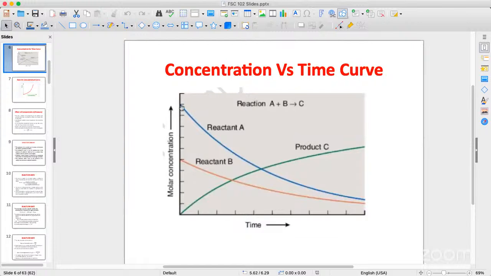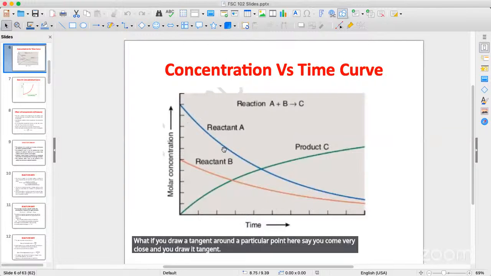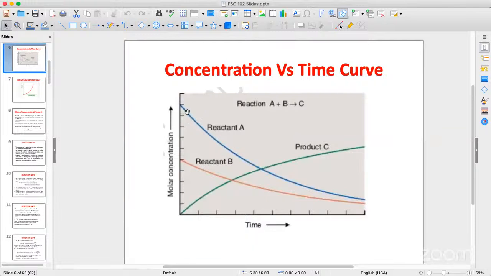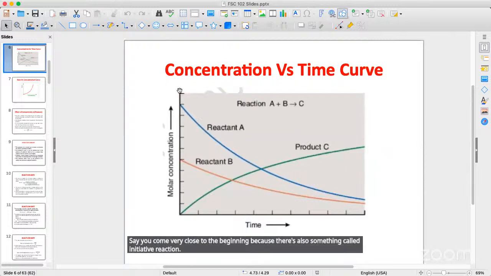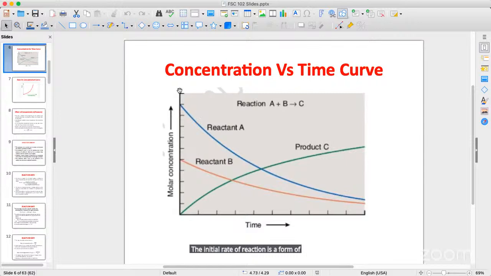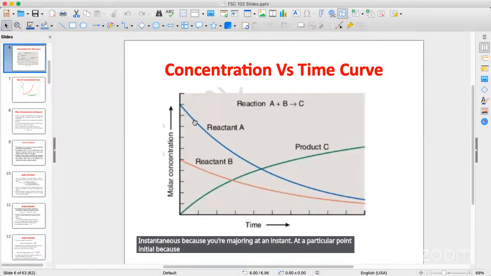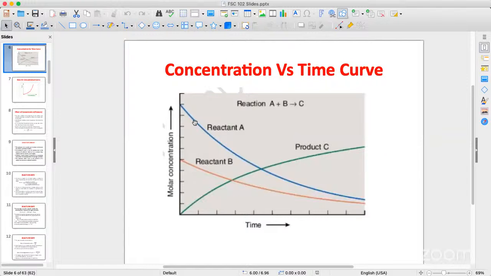But if you draw a tangent around a particular point here, say you come very close to the beginning, because there's also something called the initial rate of reaction. The initial rate of reaction is a form of instantaneous rate of reaction. Instantaneous because you're measuring at an instant, at a particular point. Initial because that point is at the beginning of the reaction. Remember, initial is the beginning.